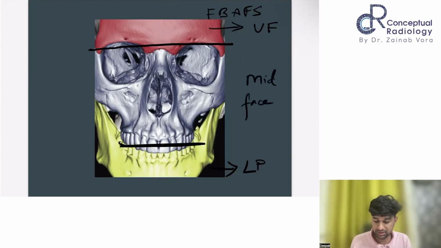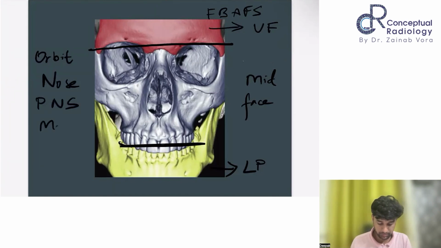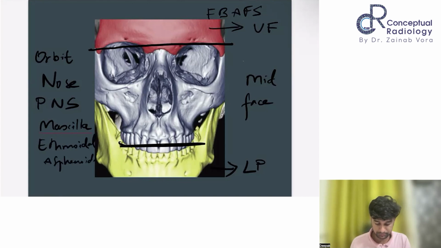So in mid face, the important structures are, first, the orbit, and next comes the nose, paranasal sinuses, maxilla, and also posteriorly, you can see the ethmoidal and sphenoidal sinuses, and also the pterygoid plates. So it's a three-dimensional structure.